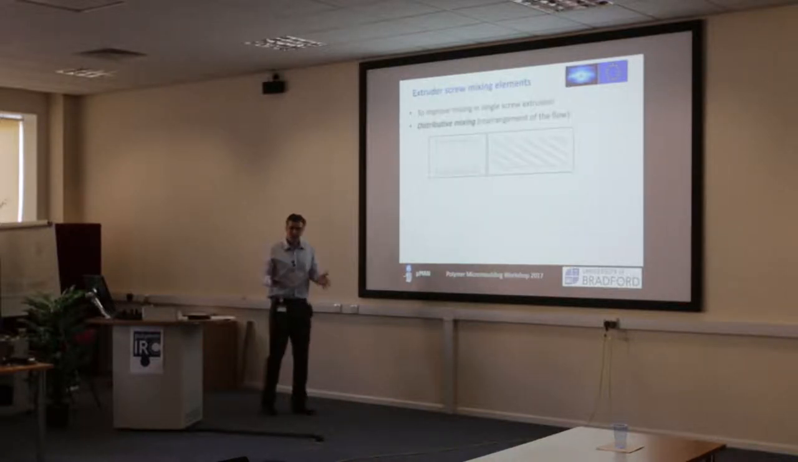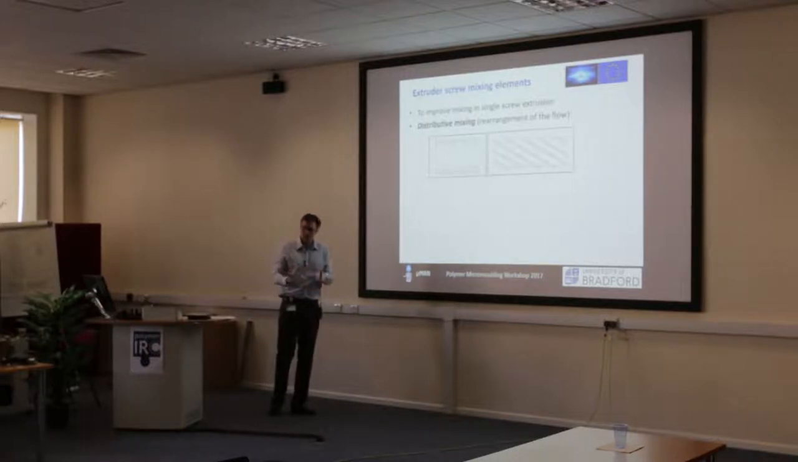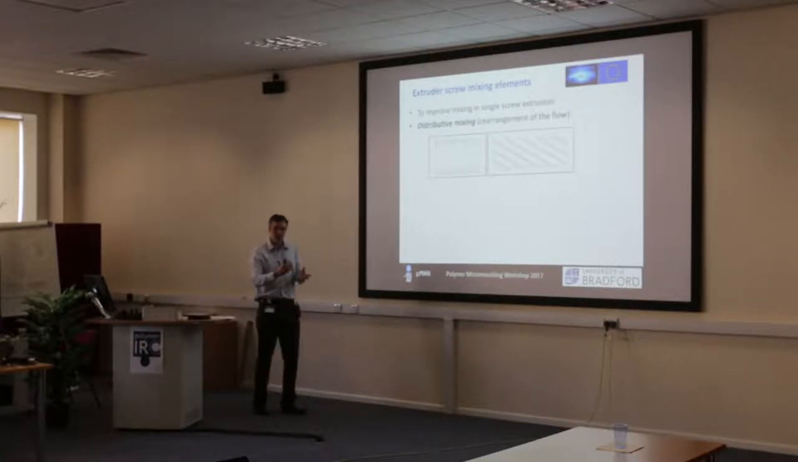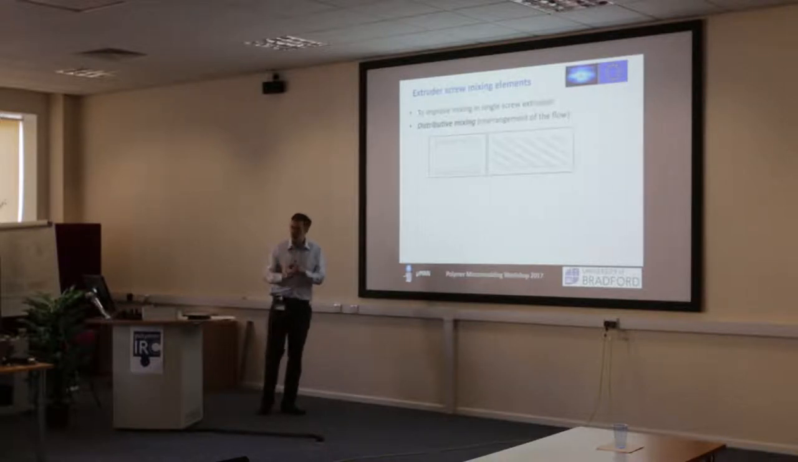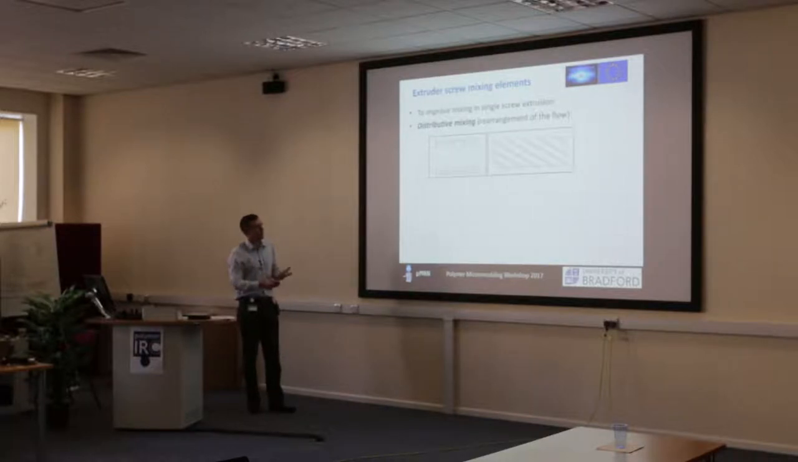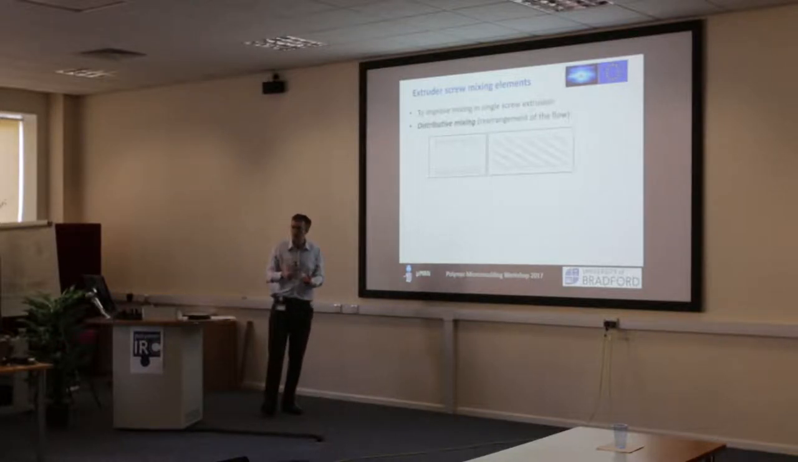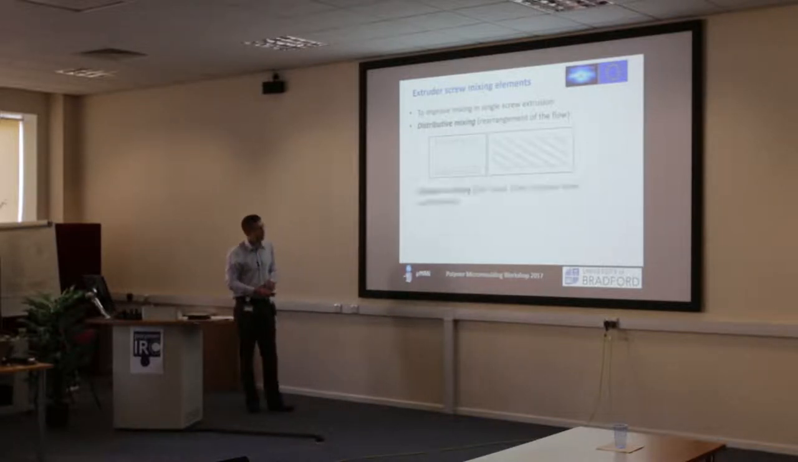Single screw extruders aren't very good mixers, and that's why twin screw extruders are used, and we'll talk about those in a moment. But we can have mixing elements on single screws. There's two types. One is distributive mixing, where we have some arrangement in the screw where the flow lines, the streamlines of the polymer, get rearranged many, many times. And this just improves the mixing by continuous rearrangement. So this is very good for things like colours. If we've added a coloured material into our polymer and we want it to be a very evenly distributed colour, this is a type of mixer that could be used.